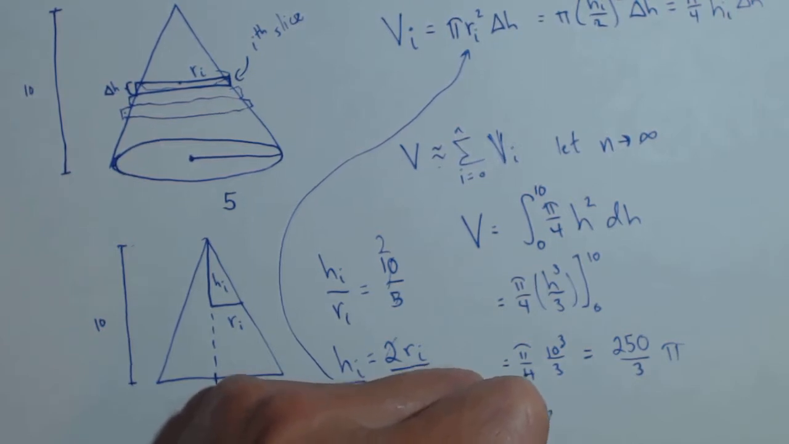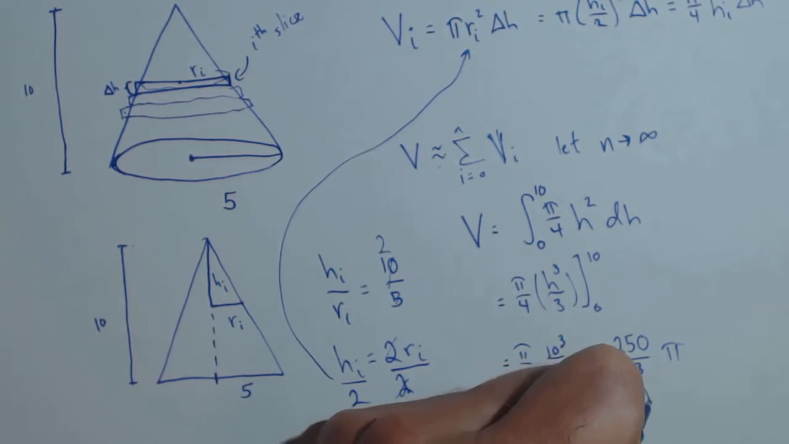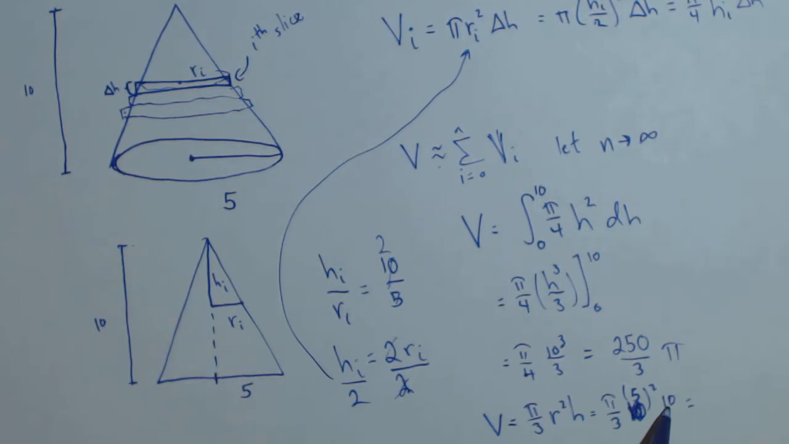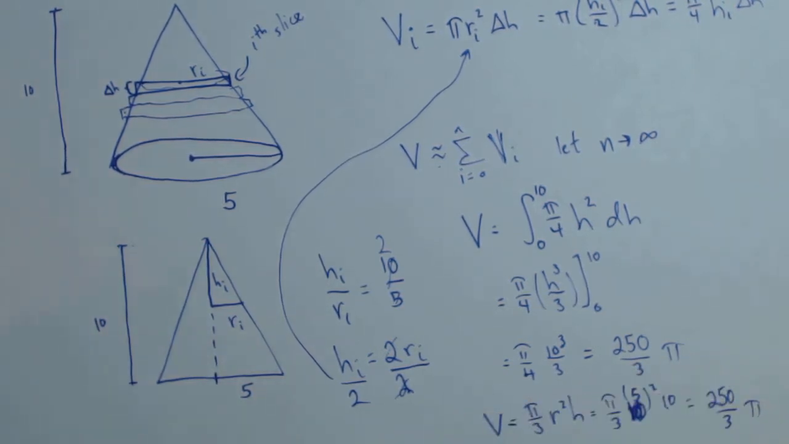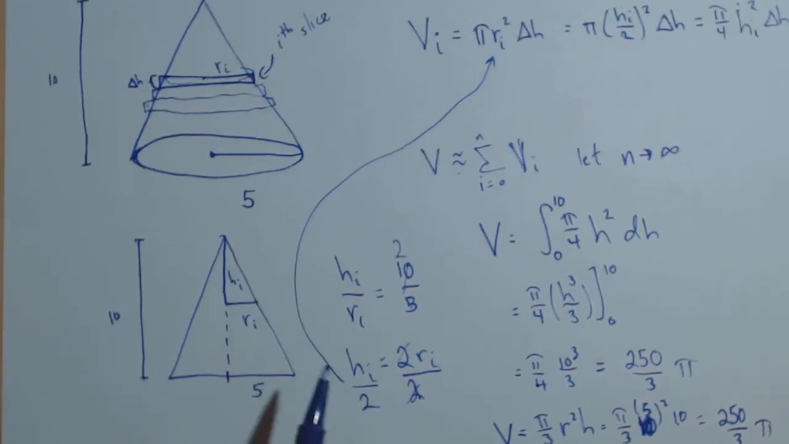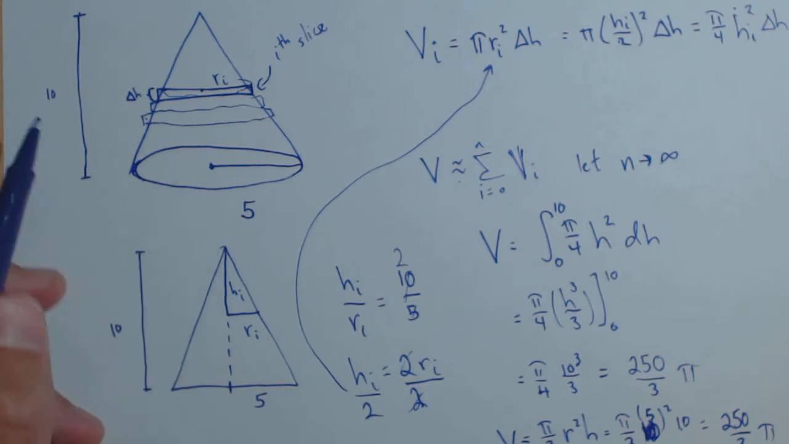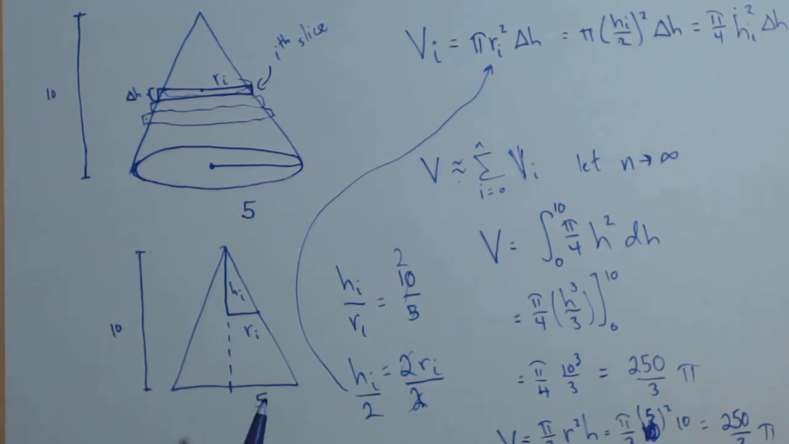Let's check this against what we know is the formula for the volume of a cone, which is pi over 3 r squared h. So we have pi over 3 times the radius of 5 squared times a height of 10. 5 squared is 25, times 10 is 250, so there's our 250 over 3 pi. So we did this for the specific case, but we could have done it for a cone of radius r and height h to derive this formula. So maybe give that a try.